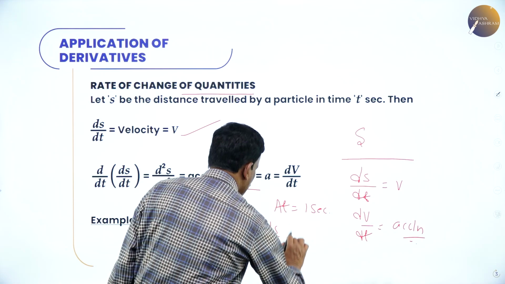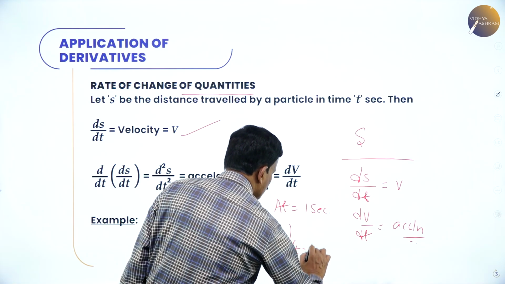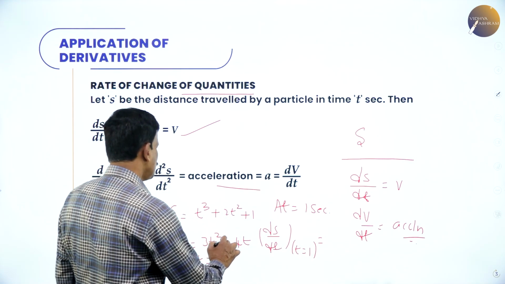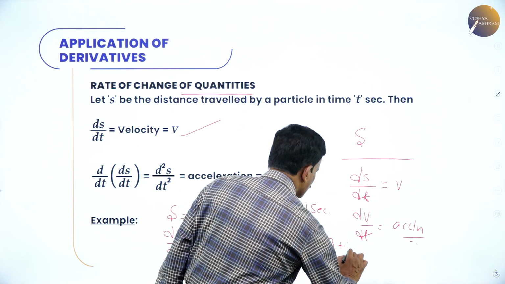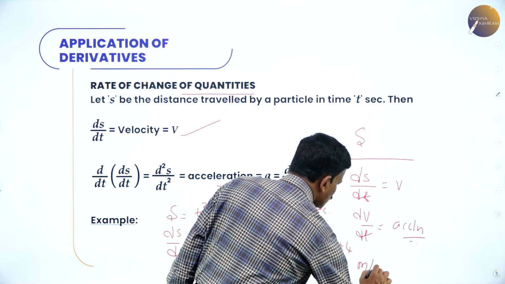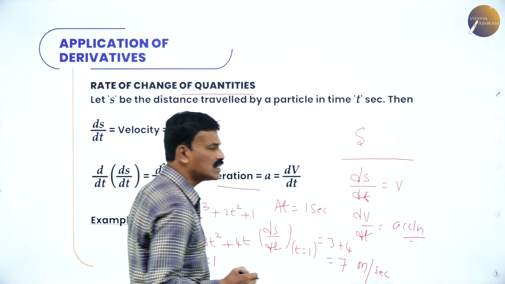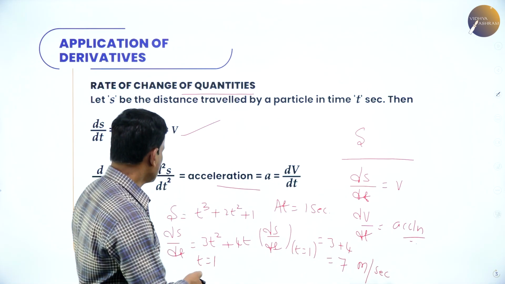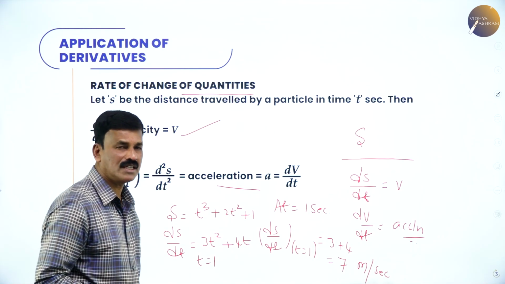If you put t is equal to 1, ds by dt at t is equal to 1 is nothing but 3 into 1 is 3 plus 4, that is equal to 7. 7 meters or centimeters per second. So the velocity is equal to 7 units.